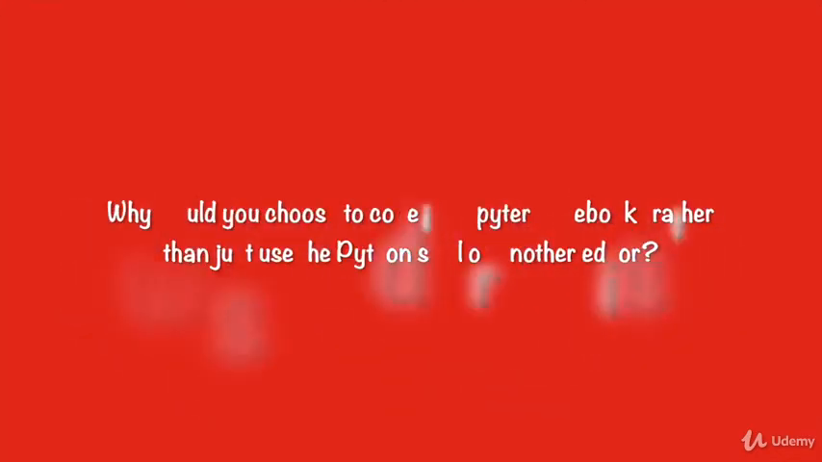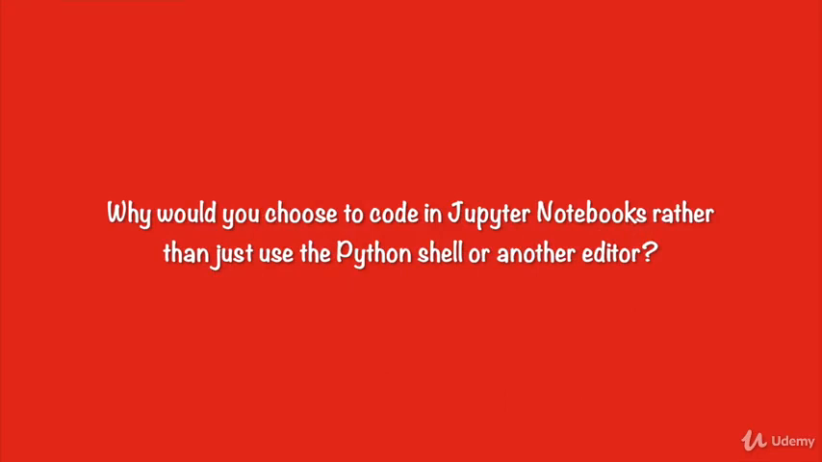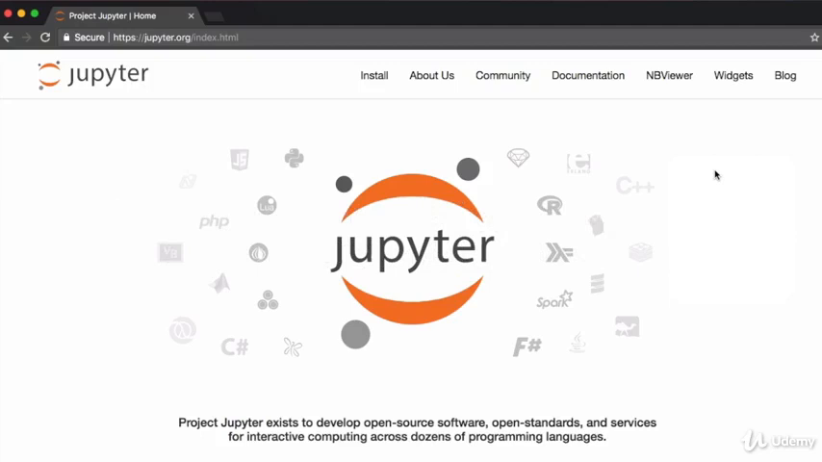At the end of this lecture, you should know why you would choose to code in Jupyter notebooks for your Python program rather than use the plain Python shell or another editor such as Sublime Text. With the TensorFlow libraries installed, all you need to do to write TensorFlow code is just a text editor. Sublime Text, Xcode, or any of the other text editors should work just fine.